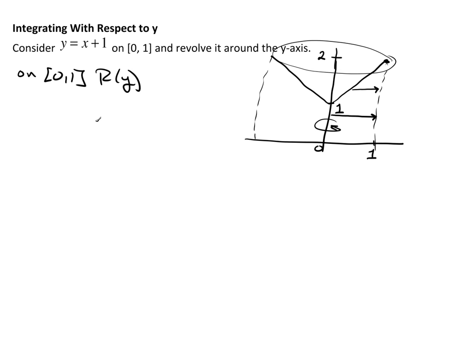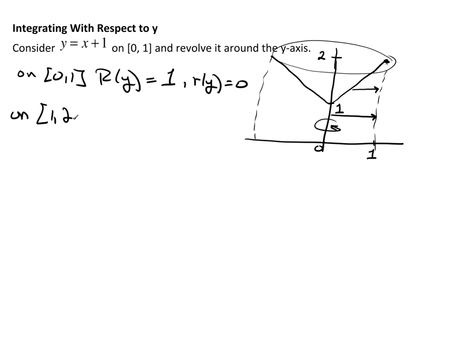big R of y is going to be equal to, well, what is this? That distance is nothing more than 1. And little r of y, the inner radius, well, there isn't one, so that must be 0.